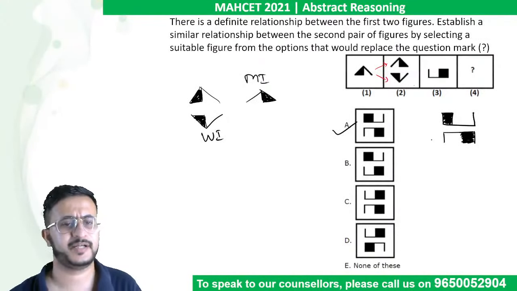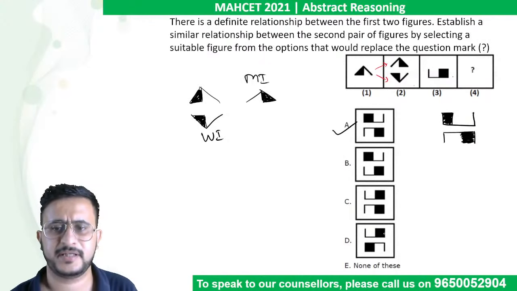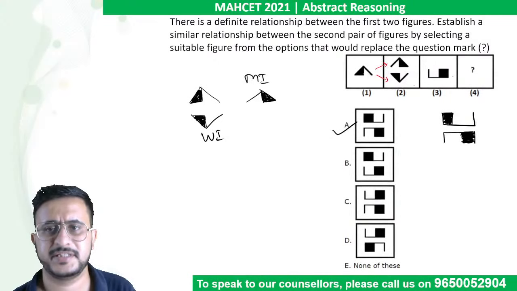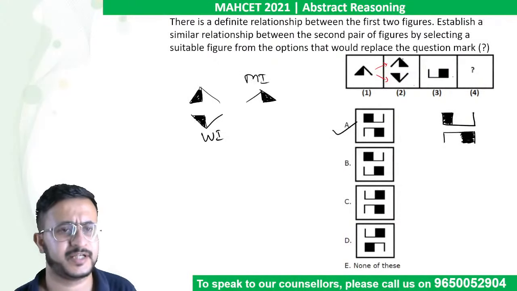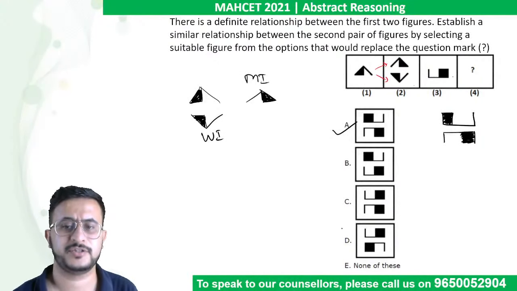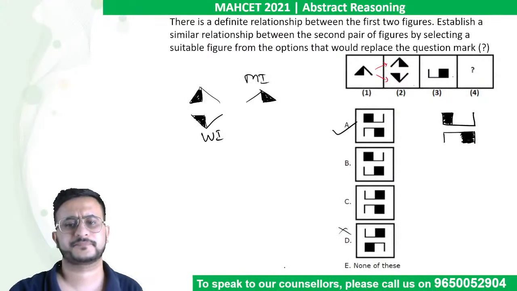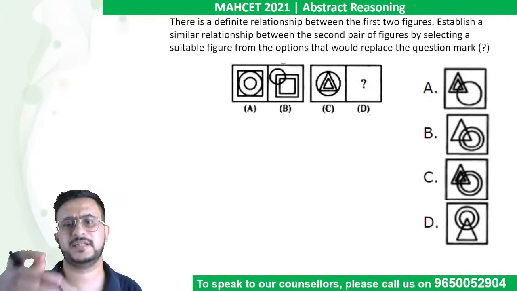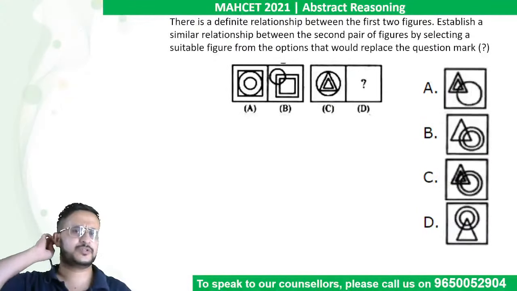Okay, so it has to be flipped. See, the ones who are answering D, in D what is happening? This is remaining the same, right? It has to be flipped. See, it is changing from left shaded to right shaded. That is black mirror image, right? So it is not the answer. Okay, चलो next देखते हैं. This one looks to be an easy one.